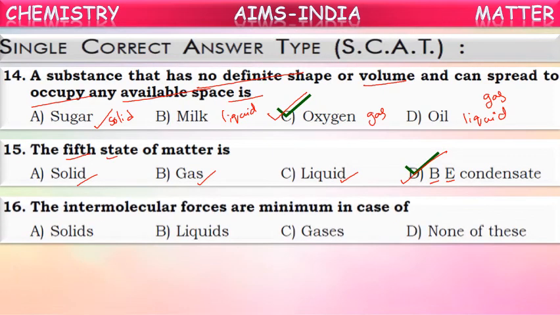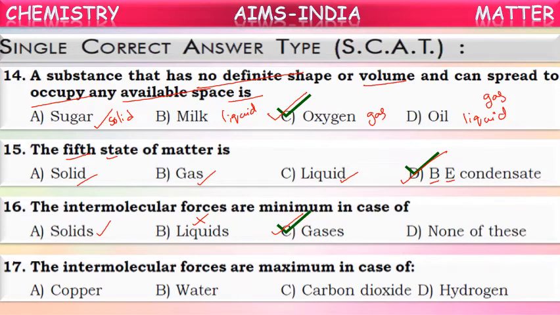Now come to the next. The intermolecular forces are minimum in case of, yes, gases. In solids, the intermolecular forces are more. Liquids, when compared with solids, have less. Minimum when compared with solids and liquids is gases, because all options are given. That's why we'll go for gases. If gases were not given, we would have to go for liquids, but gases are given. That's why gases will be the answer.